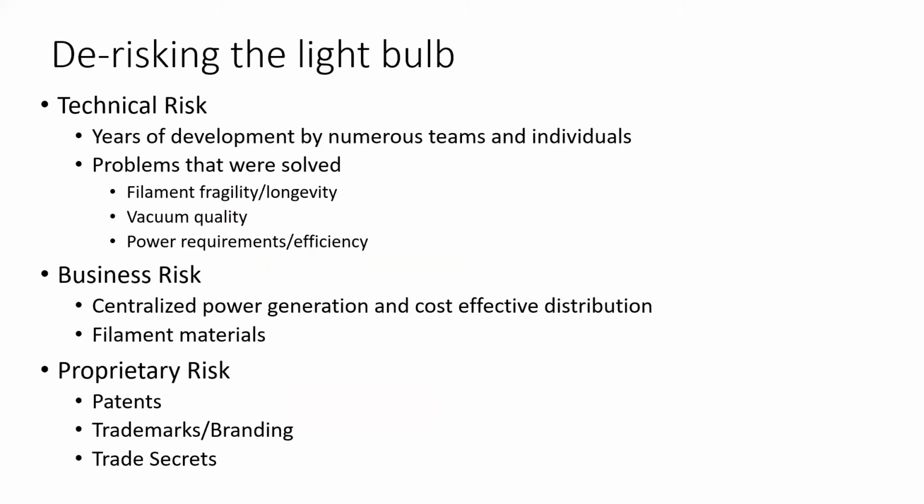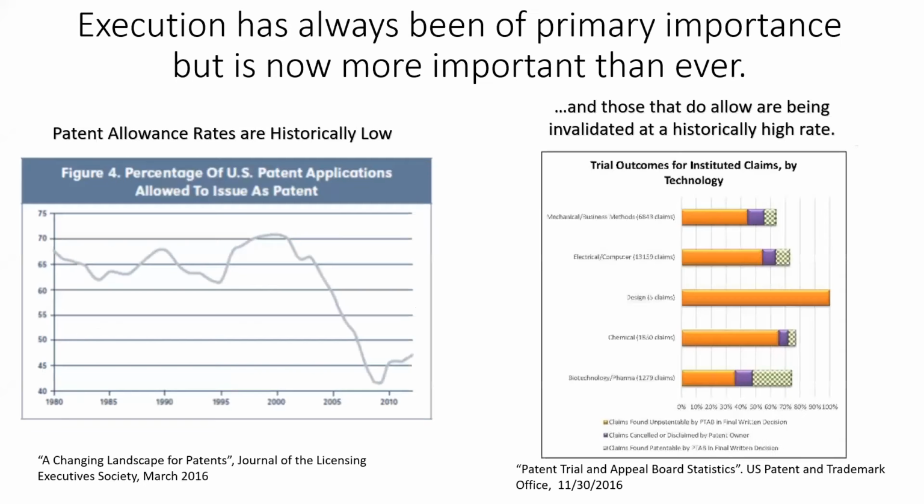Years of development, numerous teams, lots of individuals. Edison came up with a filament that had a little less fragility, or a little bit longer longevity. He also did some work on vacuums, and he did power. He did, on the business risk side, centralized power, but also a more economical to operate filament. He happened to have patents, but he also had branding for his company, trademarks, and an extensive listing of trade secrets.